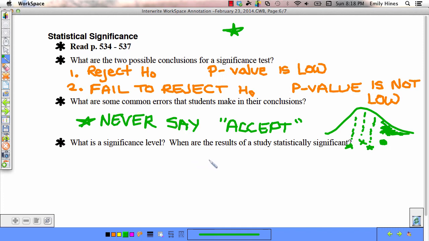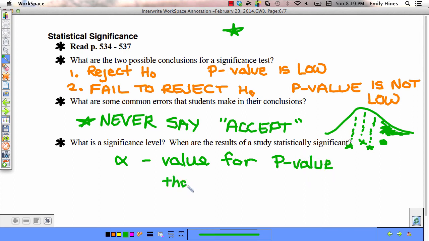Okay, and what a significance level is, it has a symbol, alpha, the Greek letter alpha. A significance level is a value for our p-value that is our cutoff. Throughout the year we've been using like 0.05. So we say below that value we're going to reject it. Above it we're going to fail to reject.